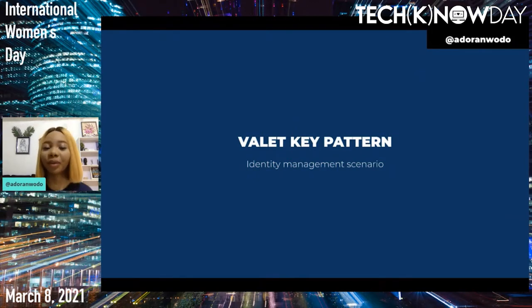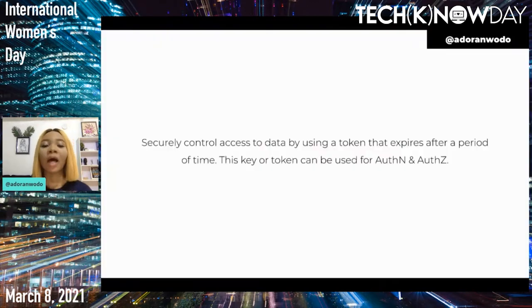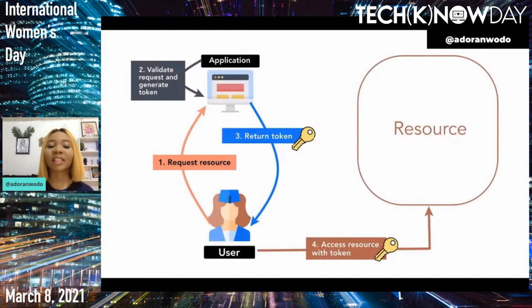The next thing I want to talk about is the Valet pattern, which is the second scenario, the identity management scenario. When you're thinking about the Valet pattern, it helps you securely control access to data by using a token that would expire after a given time. You can use this token for authentication, and you can also use it for authorization.